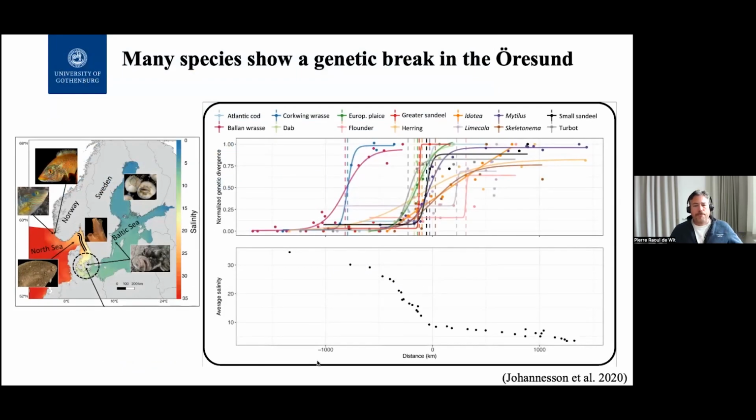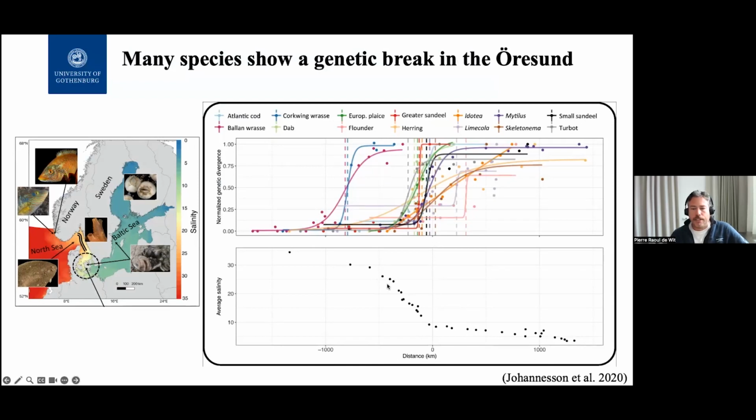So if we move up from one species to multiple species comparisons, what are the trends that we see? Well, one big pattern that we see is that the Öresund seems to be a genetic barrier for many species. So here's a review paper from a few years ago that showed many species of both fish but also other organisms. Here you have the entrance to the Baltic Sea.